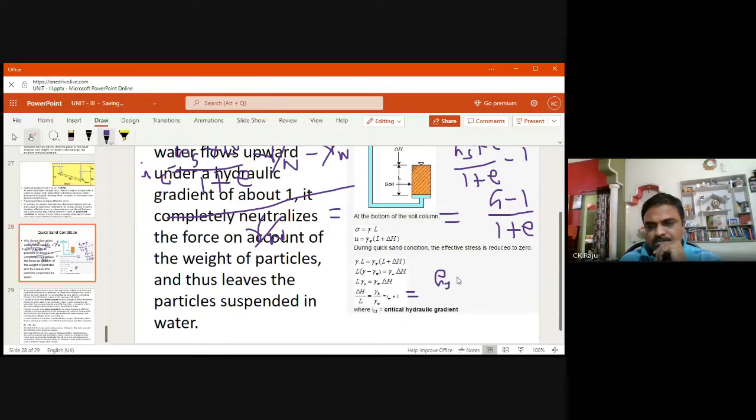Gs means specific gravity of soil solids. So ic is Gs minus 1 divided by 1 plus e. But usually Gs is around 2.65 or 2.7, minus 1 is 1.7, and e will be around 0.7. So 1.7 by 1.7, therefore we get almost 1. That's only, it is nearer to 1.